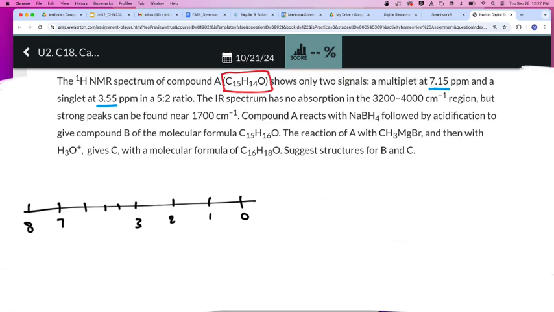All right. So a multiplet is 7.15. What does a multiplet mean? It has a splitting pattern? It's just a mess. There's just a bunch of stuff in there. You're not going to be able to interpret the splitting pattern, so don't try. Okay. And a singlet at 3.55. So we drop in at 3.55. We have a nice, theoretically clean and straight singlet. Okay. What other information do they give us? Okay. We have a 5-to-2 ratio. What is that 5-to-2 ratio in reference to?